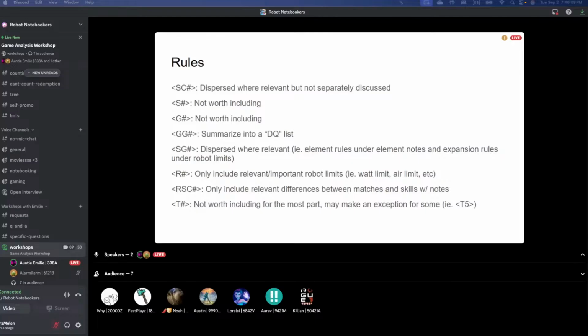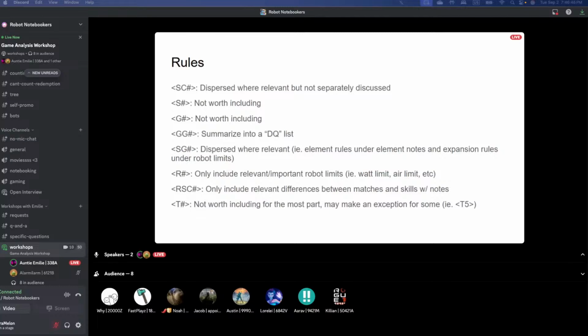Your specific game rules, your SG rules, again, same with the SC rules, I would disperse them where relevant. And that might not necessarily be under the elements, but like this is where your expansion rules are found. So that might go under your robot limit rules, which ties into the next one, which are your robot rules. I would only include, there's like 25, 26 of these, I think. I think I have like maybe 5 included at most. A lot of them aren't really relevant and or can be combined under other rules.